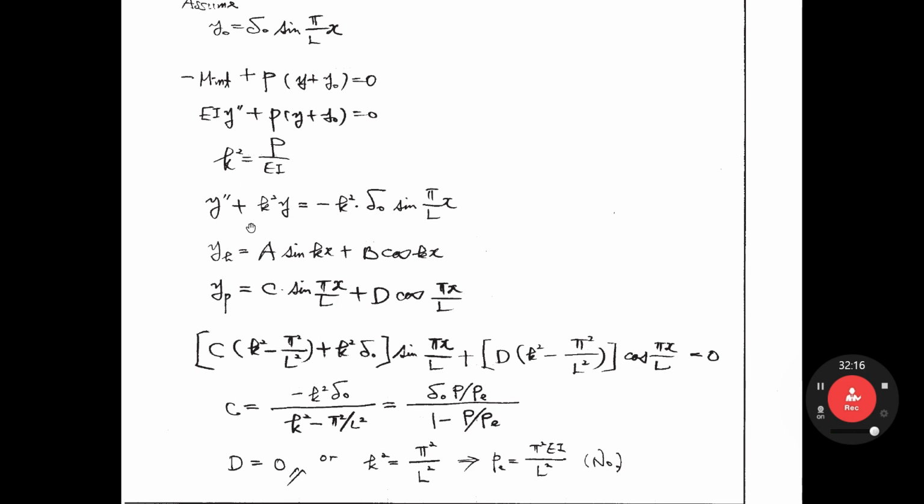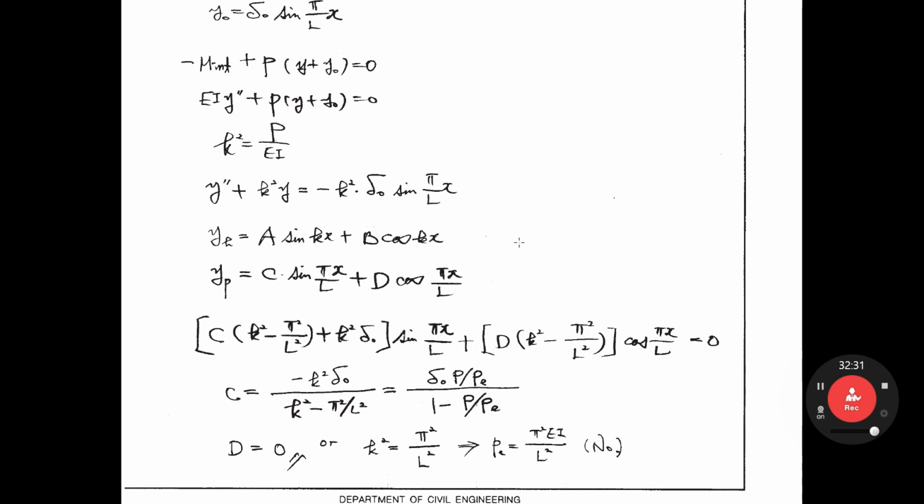Then we have to solve this differential equation. If we let this left hand side equation equal 0, then you can get the homogeneous solution. YH equals A sine kx plus B cosine kx. And then you have to input some value here. Then you have to find some particular solution to satisfy this equation. By investigation, this right hand side is a sine curve of this type, so we can assign the particular solution equal to C sine pi x over L plus D cosine pi x over L.